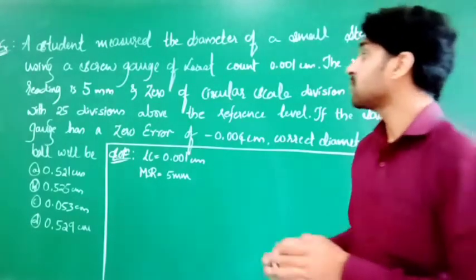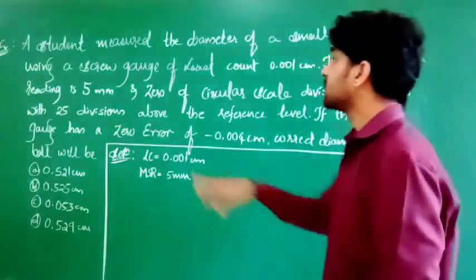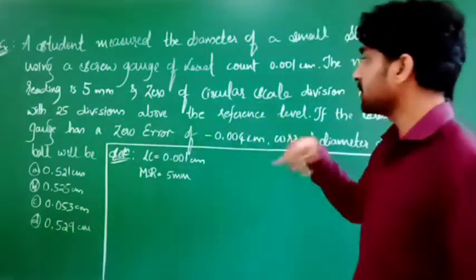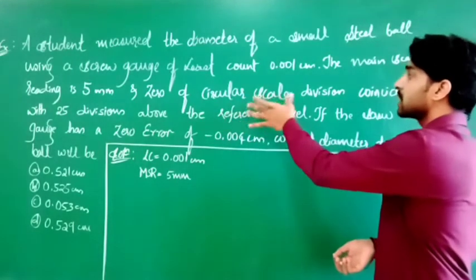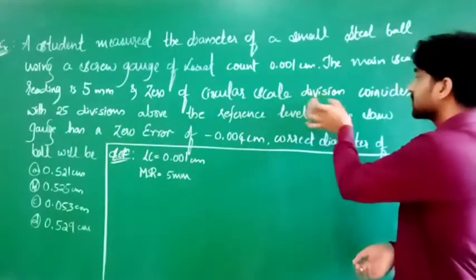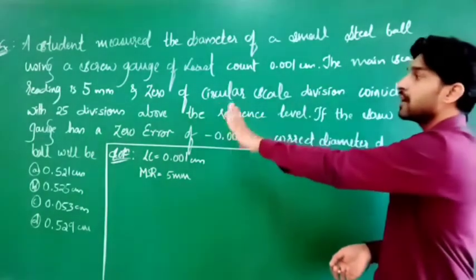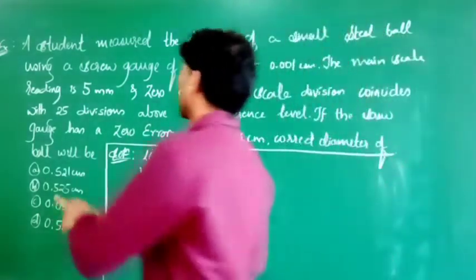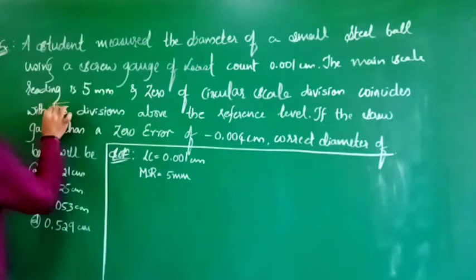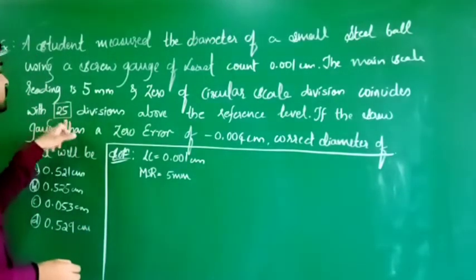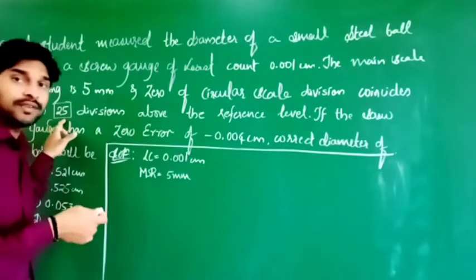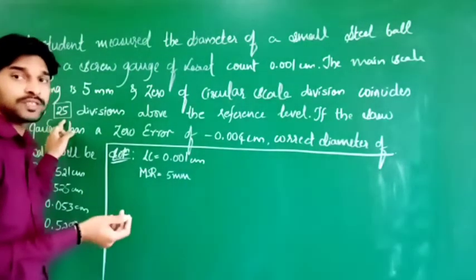That is nothing but reference line or base line. Correct? So what they had given here means 0 of circular scale, that means 0 of head scale, which is the rotating scale. Correct? 0 of circular scale division coincides with the 25 divisions above the reference level. Means what is this value 25? This 25 value is nothing but head scale division value or circular scale division value.